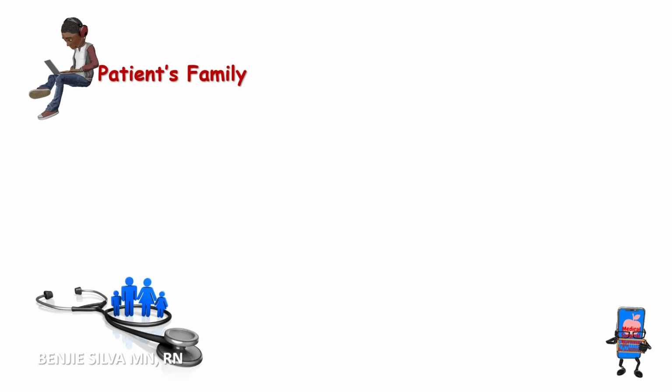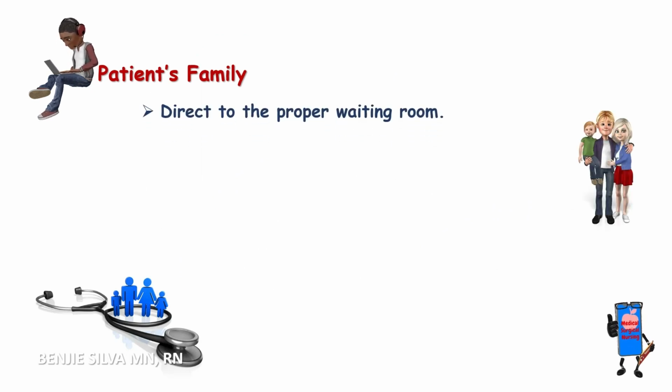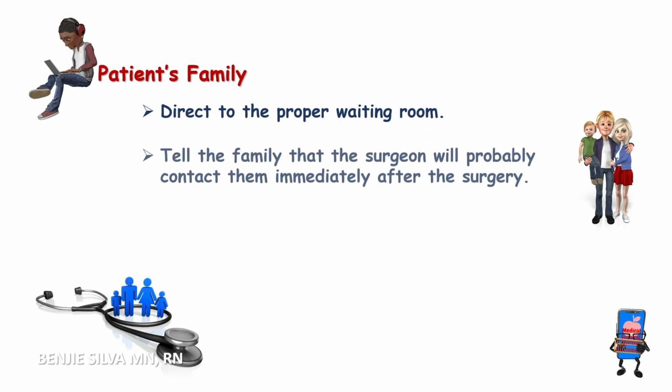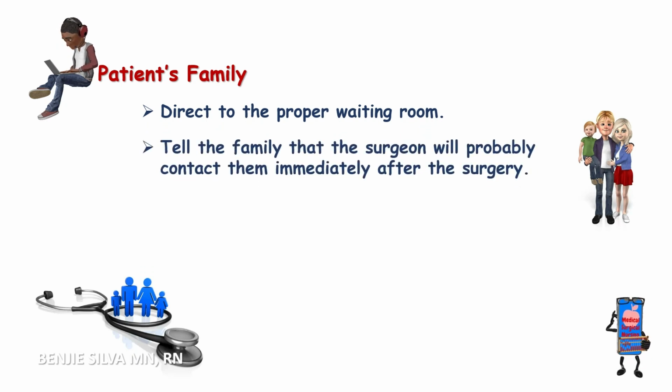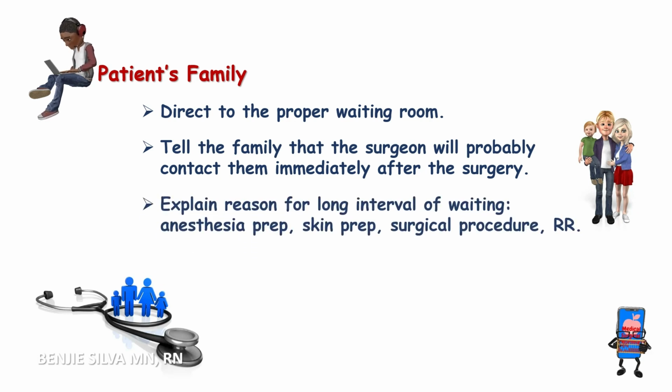Patient's family or significant others. Things to be done. Direct family members to the proper waiting room. Tell the family that the surgeon will probably contact them immediately after the surgery. Explain reasons for long interval of waiting.